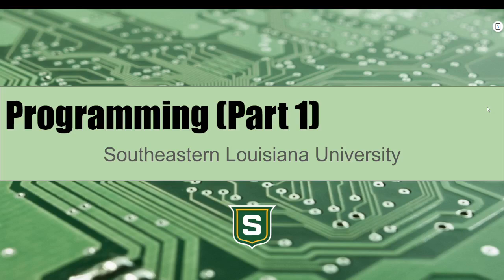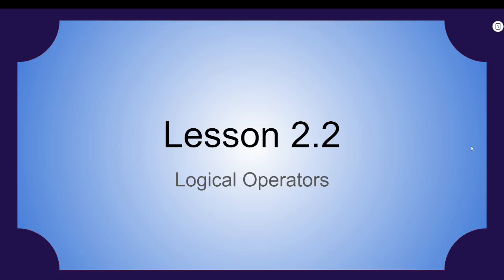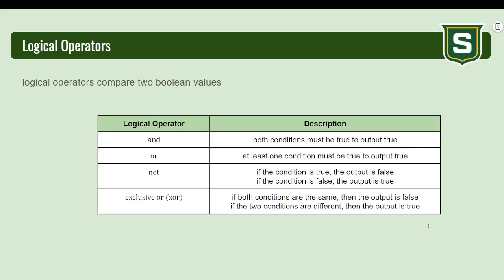Programming, Part 1, Lesson 2.2, Logical Operators. So we're still going to be looking at Boolean results, but instead of using the relational operators, we're going to be using logical operators. So there's 4 primary ones.